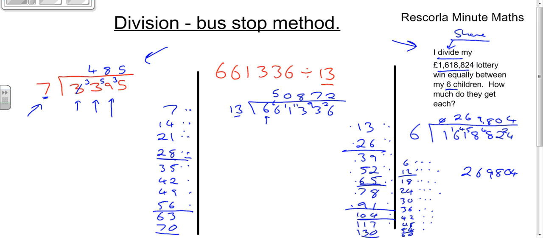And just like we do with GCSEs now, don't just leave that as your answer. That's not answering the initial question. How much does each child get? Well, they get £269,804 each. Make sure you answer the initial question. Well done if you got that.